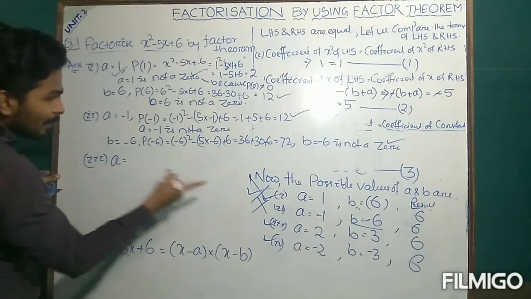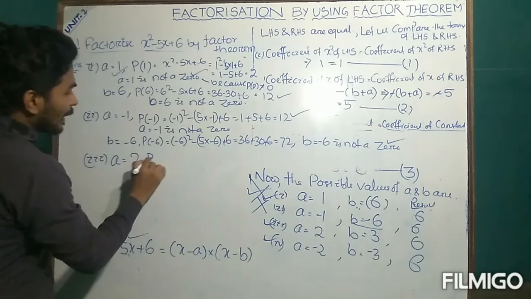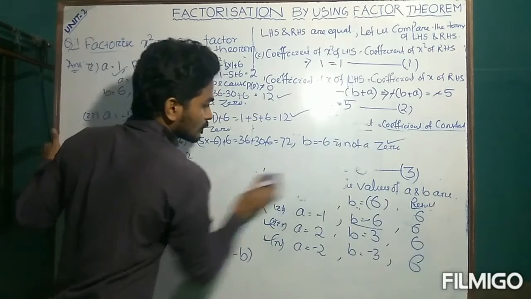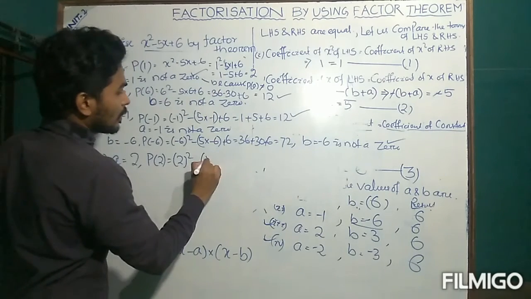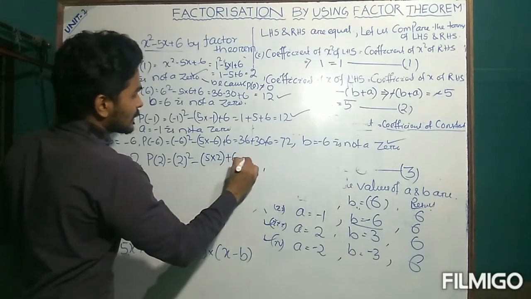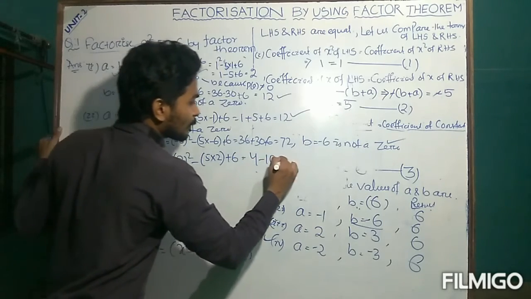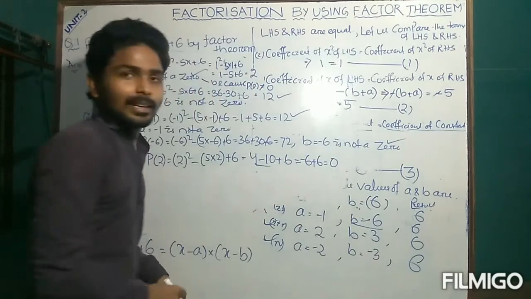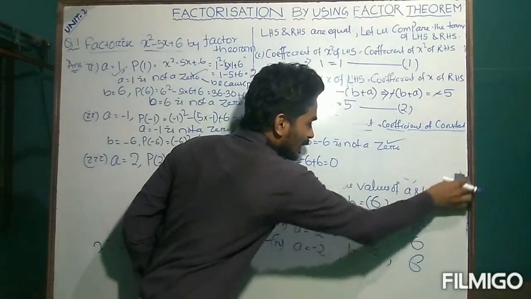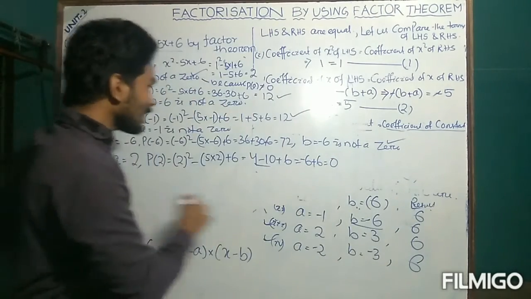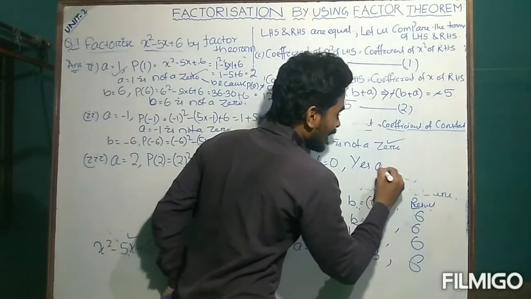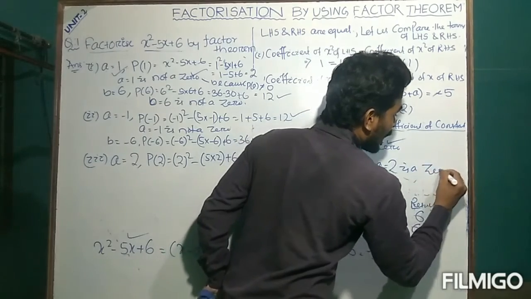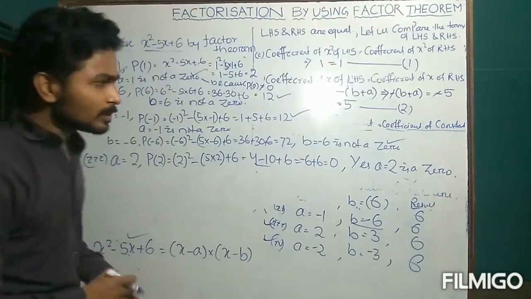Now let us check the third assumption. In the third assumption we have a is equal to 2. So find the remainder. It will be 2 square minus 5 into 2 plus 6, which is 4 minus 10 plus 6. 4 minus 10 is minus 6, plus 6 is equal to 0. Yes, here we get the value of the remainder to be 0. Then we can write, yes, a is equal to 2 is a 0, because p of a is equal to 0.